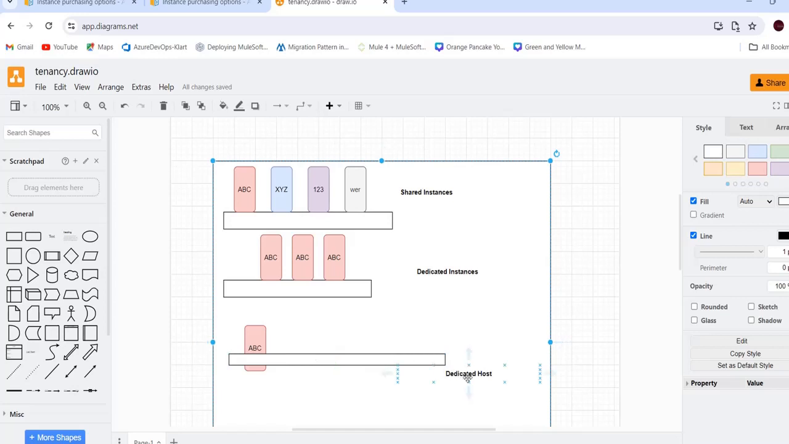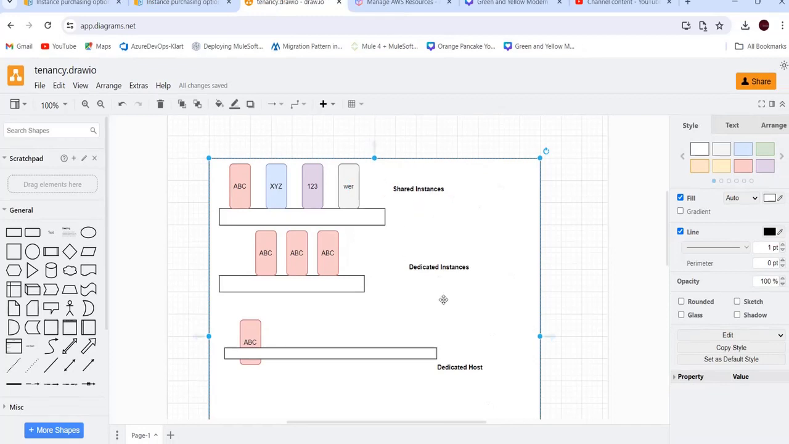But here in this dedicated host model, single organizations can launch their own instances, and they have control of the host also. They can apply their own software licenses and their own patches. The host is also completely accessible to that particular organization, the underlying host and background stuff as well. Okay, I hope you got the difference between these three different tenancy models: shared one, dedicated instances, and dedicated host.